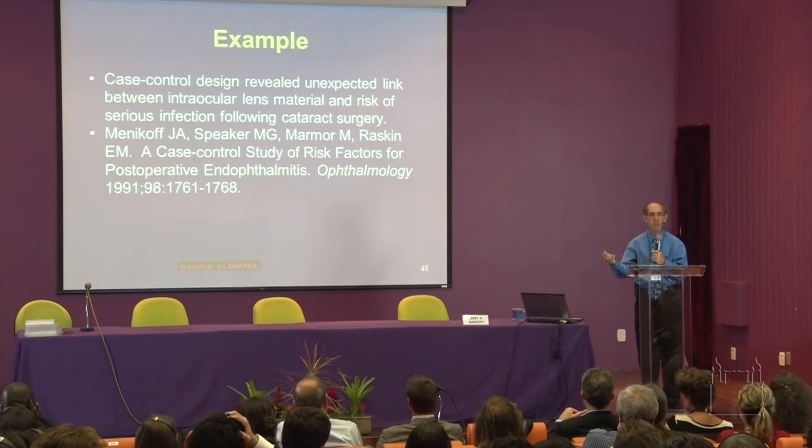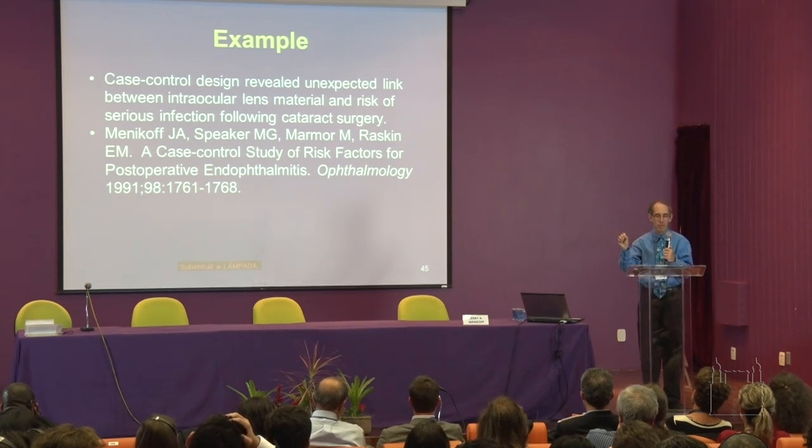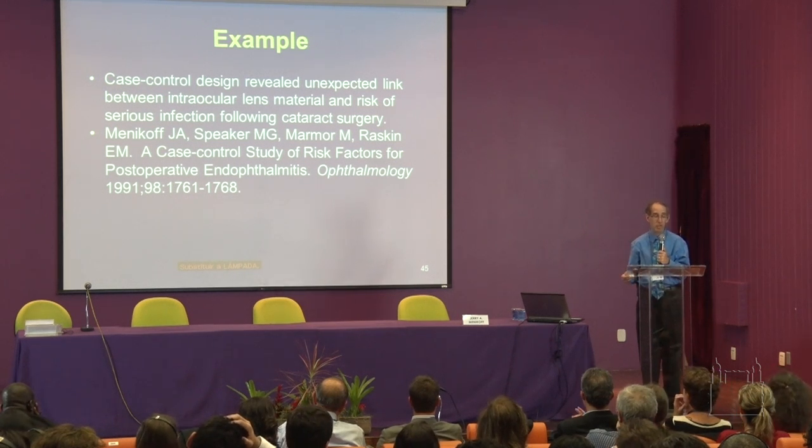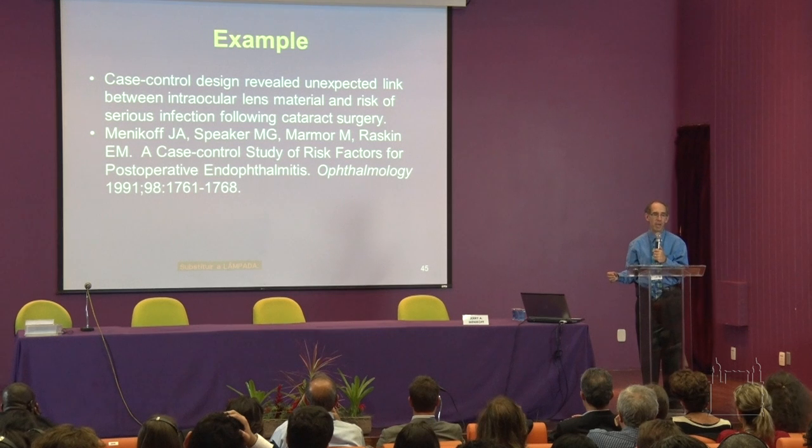The most common surgery in ophthalmology by far is cataract removal. Going back to, does any of this matter? Well, one chance in 1,000 when there are more than 1 million cataract surgeries in the US each year, and I'm sure the numbers are much greater for the whole world, that adds up to real numbers. You would have more than 1,000 cases of endophthalmitis each year. So that's a big deal.